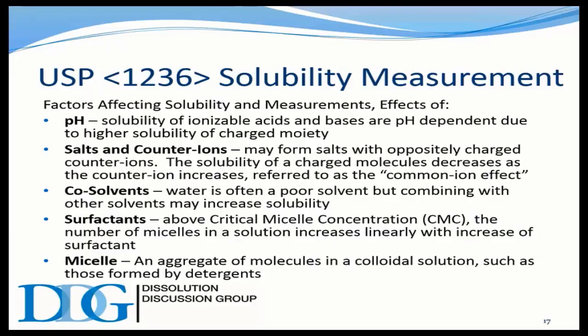So factors affecting solubility and measurements come from the pH. The solubility of ionizable acids and bases is pH dependent. Salts and counterions may form salts with oppositely charged counterions, and I think this is some of the buffering that you were mentioning there. So the solubility decreases as the common counterion increases. This is called a common ion effect.